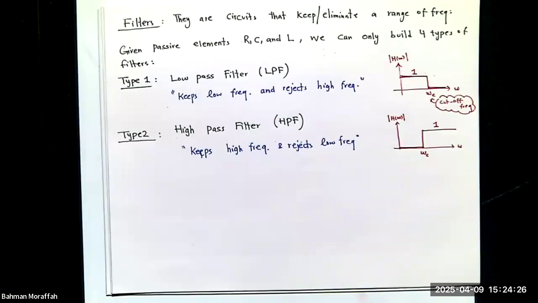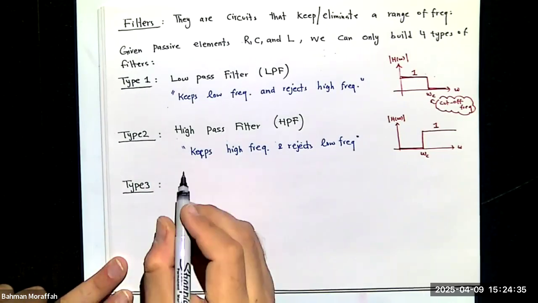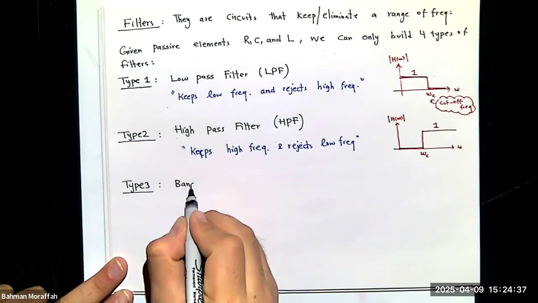Is that clear? Definitions are clear. Type 3 is called the bandpass filter.